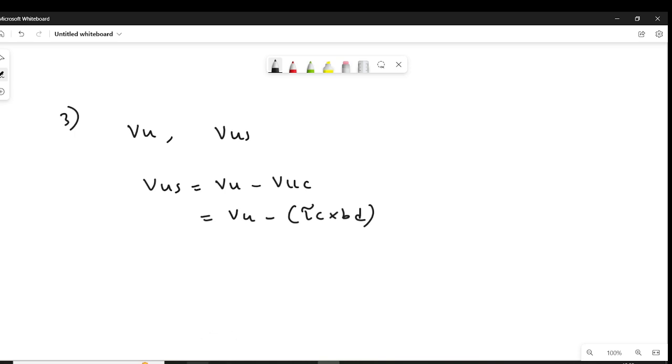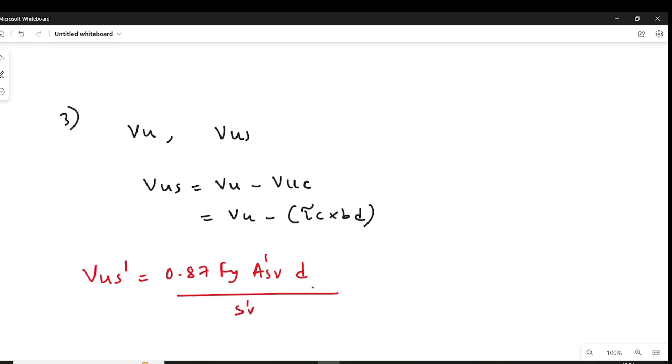Okay, so here the bars are bent up, bars are curtailed at different cross sections. So there will be some resistance by the curtailment of the bar. Okay, so we have to find what is the resistance provided by the curtailment of the bar. VUS dash, here the formula of VUS dash will be different. Okay, 0.87 Fy ASV dash into D divided by SV dash into sine alpha plus cos alpha.